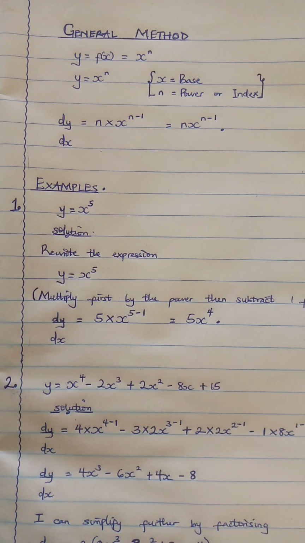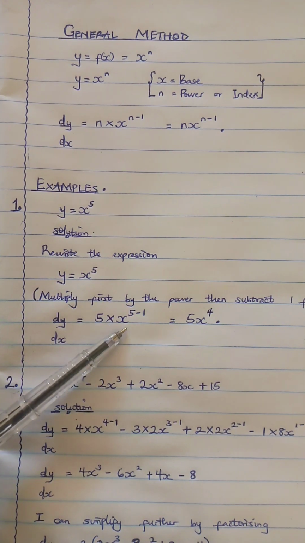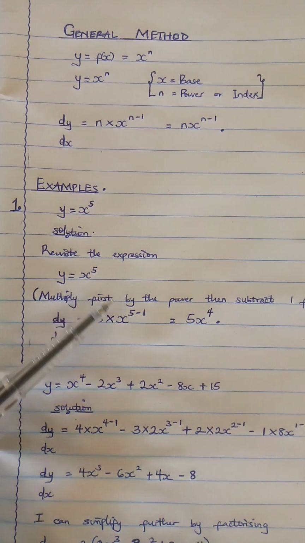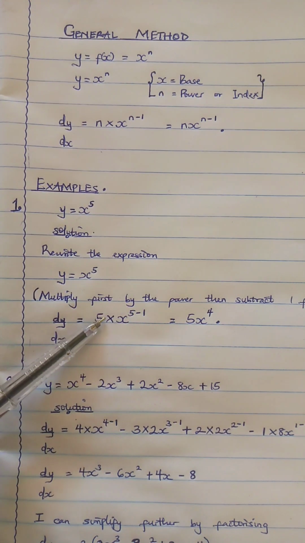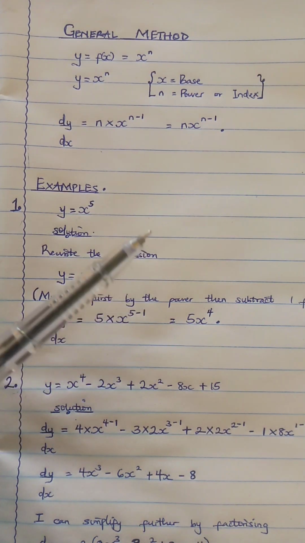So let us differentiate. Don't forget the ideology I told us: multiply first by the power, then subtract 1 from the power. So we'll have dy over dx equals, the power is 5, 5 times x raised to power 5 minus 1. Don't forget, we're subtracting 1 from the power. So 5 times x raised to power 5 minus 1 gives us 5x raised to power 4. How did I get my 4 here? 5 minus 1 simply gives me 4.